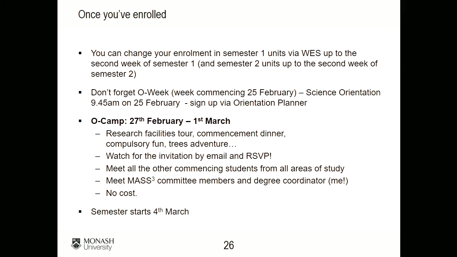So there's a research facilities tour, which I've spoken a little bit about. There is a commencement dinner with some academic staff. And there's a whole lot of fun as well, which these guys are going to talk a little bit about and have organised. You need to keep an eye out for the invitation by email, and you have to RSVP to this. And it doesn't cost you anything, so the Faculty of Science will cover the cost of the camp.